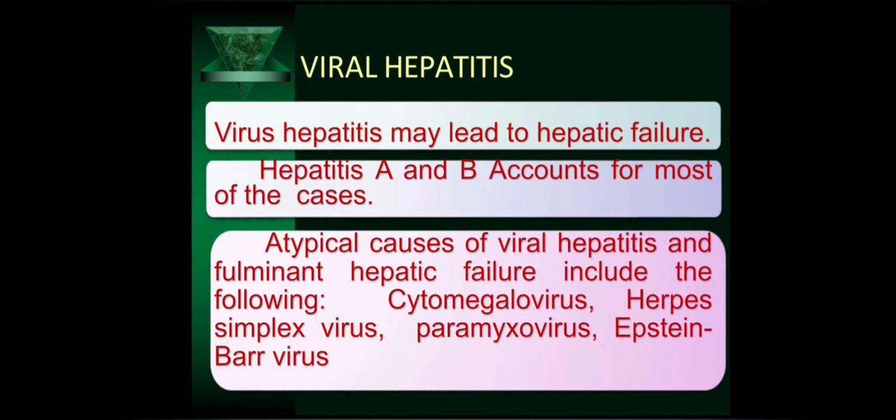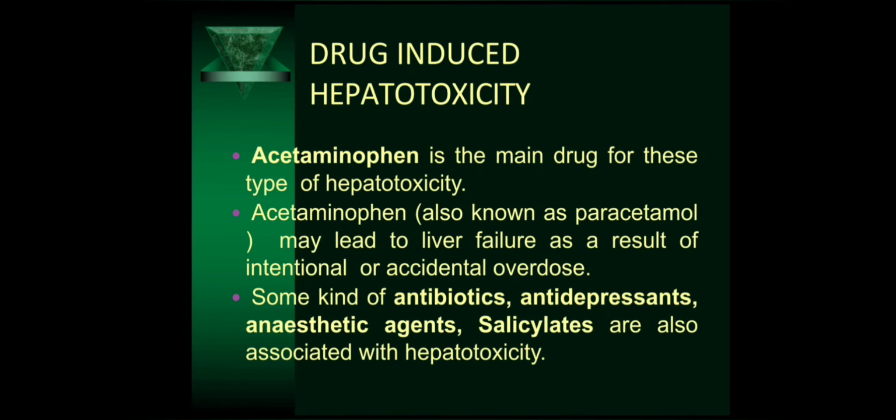Viral hepatitis may lead to hepatic failure. Hepatitis A and B account for most of the cases. Atypical causes of viral hepatitis and fulminant hepatic failure include viruses like cytomegalovirus, herpes simplex virus, paramyxovirus, and Epstein-Barr virus.